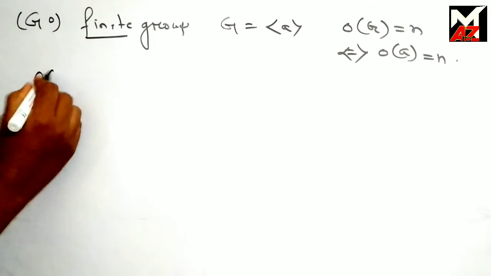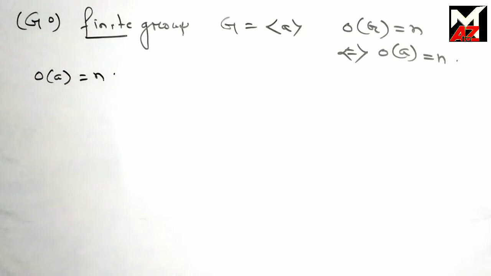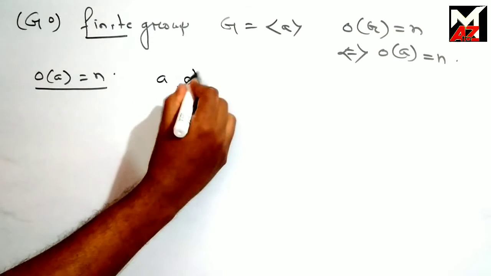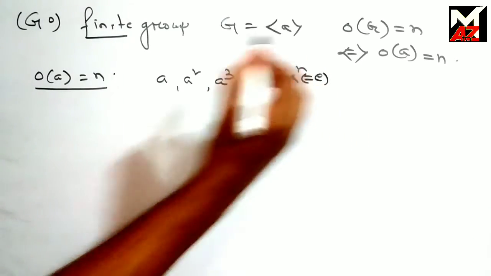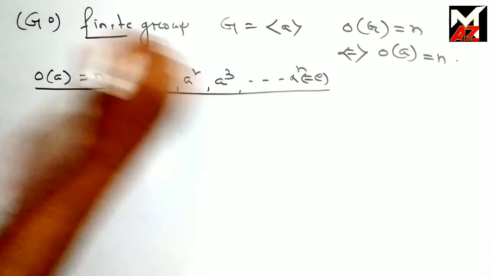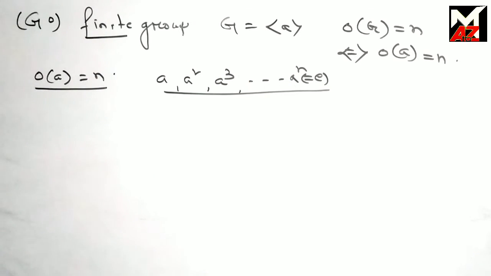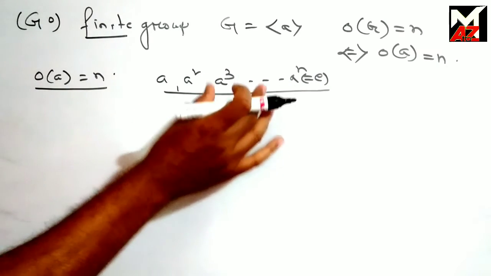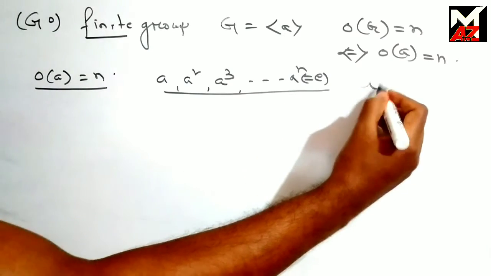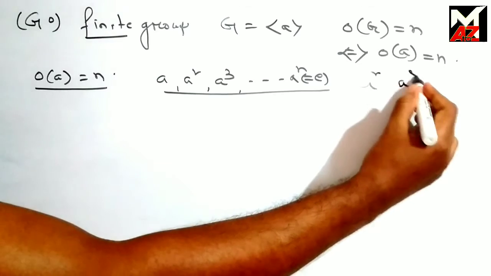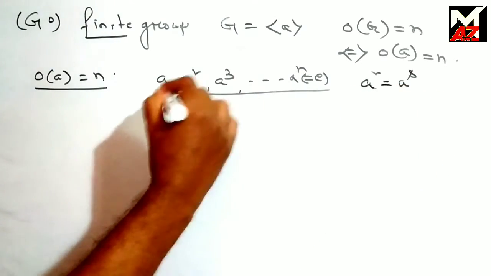Here we take the order of a is equal to n, and since the order of a is equal to n, we must have a square, a cube, up to a to the power n, this is e. These are all distinct elements. Since if these are not all distinct, then we let a to the power r and a to the power s be two elements of this list.